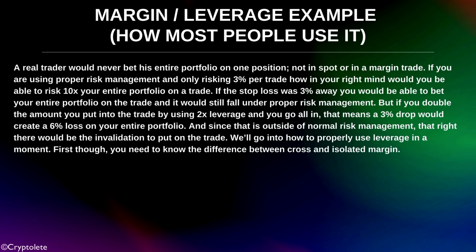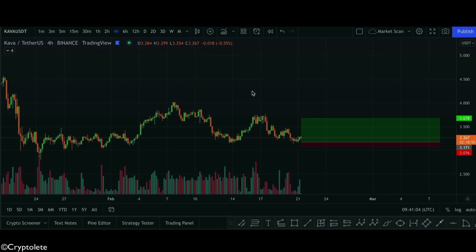But if you double the amount that you put into a trade by using 2x leverage and you go all in, that means a 3% drop would create a 6% loss on your entire portfolio. And since that is outside of normal risk management, that right there would be the invalidation to put on the trade. So just to make this even more clear for you, let's use a real example right here.